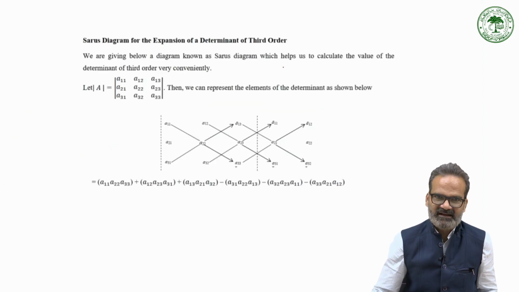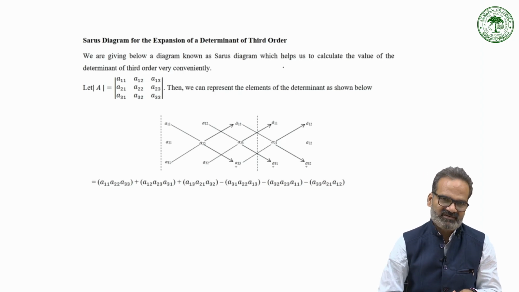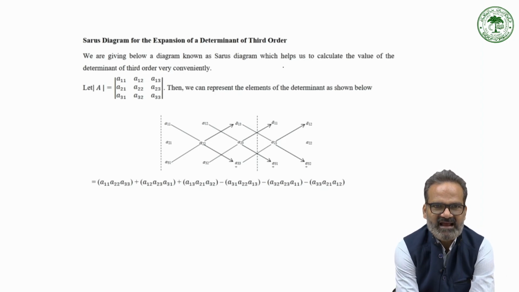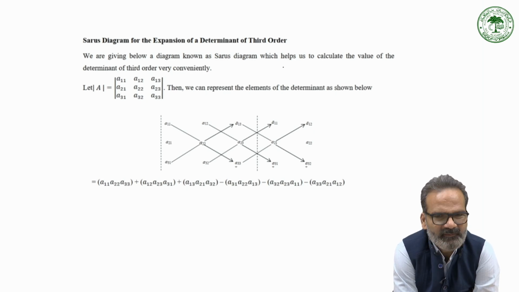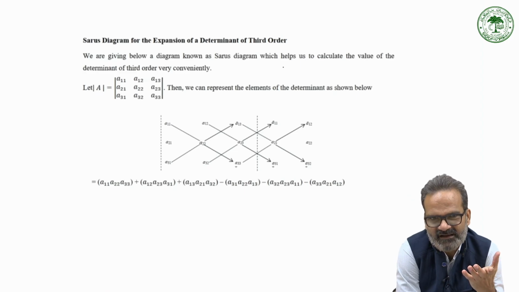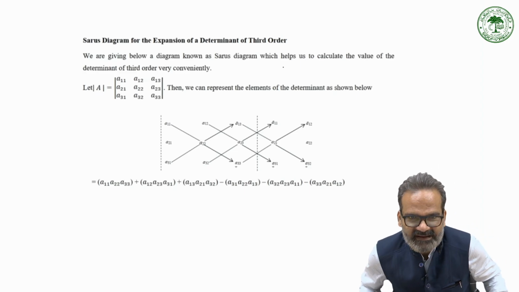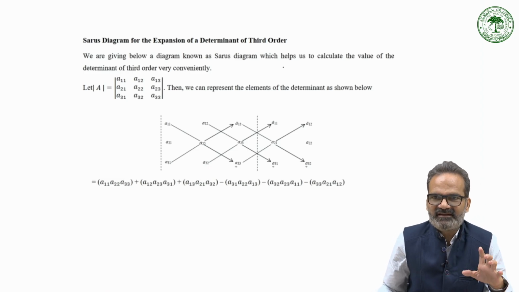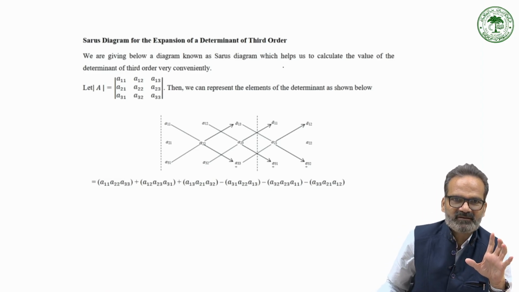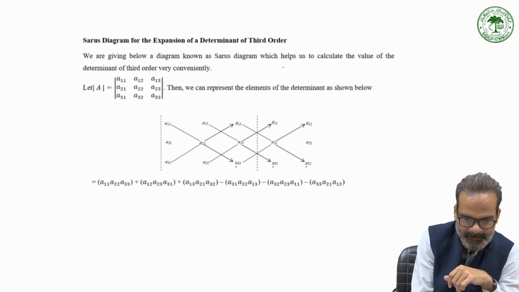This is also another case to find out the value of a determinant of order 3, which is known as the Sarrus diagram for expansion of a determinant of order 3. If you are not comfortable in method 1, then you can use method 2, right? So here given below is a diagram known as Sarrus diagram, which helps us to calculate the value of the determinant of order 3 very conveniently. See what is the approach.